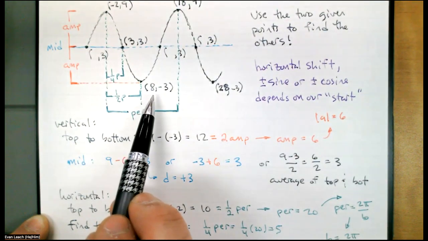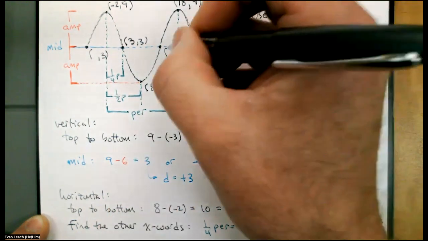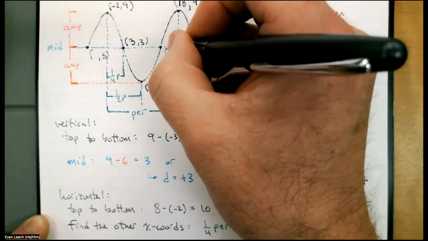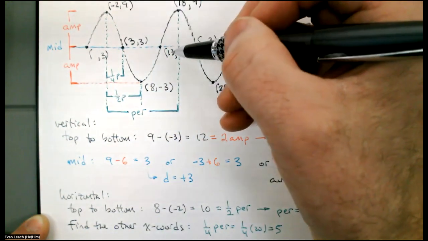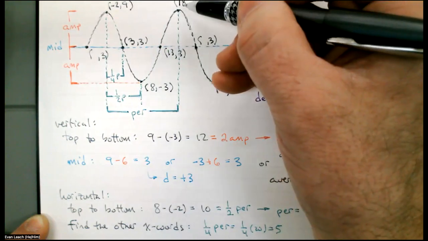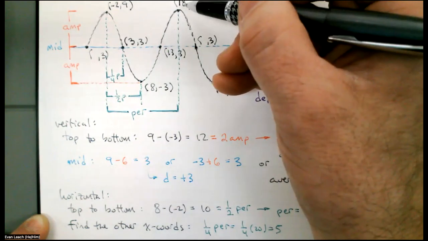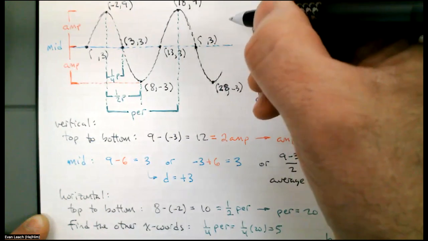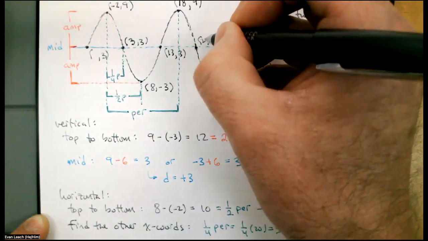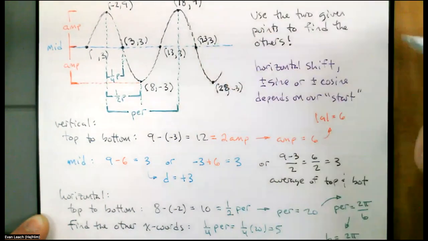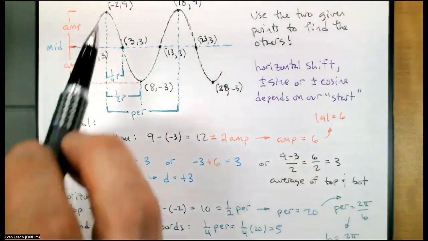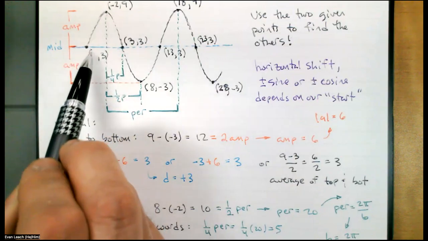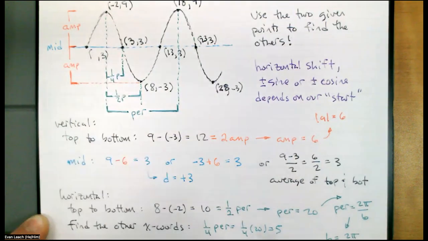8 plus 5 is 13. 13 plus 5 is 18. So that tracks. 18 plus 5 more is 23. 23 plus 5 is 28. If we go backwards, we go -2 minus 5. Where's this point at? -7.